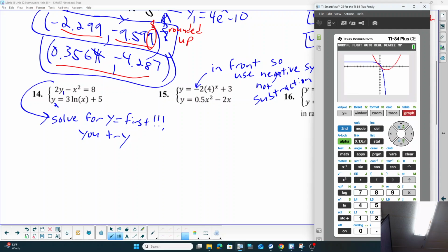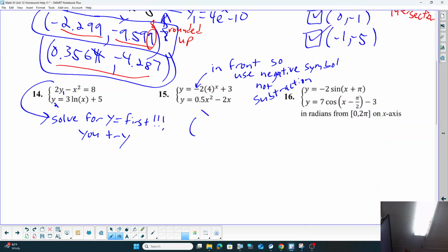I'm going to push graph. I see 2 intersections. Do you? Let's go ahead and zoom 6, that's our standard 10 by 10 graph, zoom standard. So enter, enter, boom. Okay, I see 2 intersections there. I see an intersection, second calc, option 5, enter, enter, enter. So -1, comma 2.5. So that's going to be, check the box there on canvas.